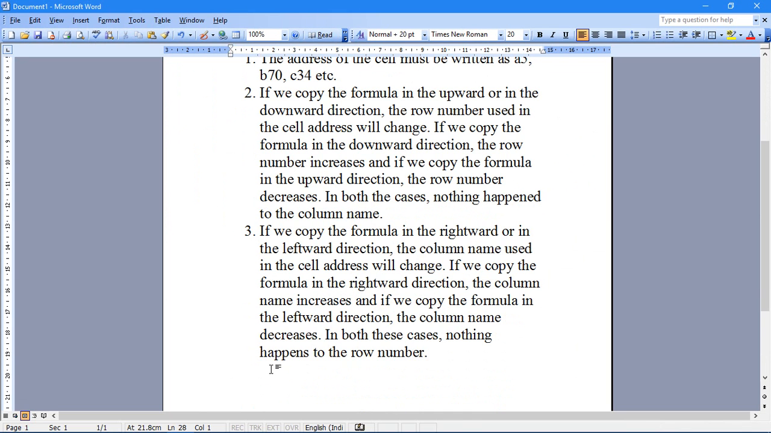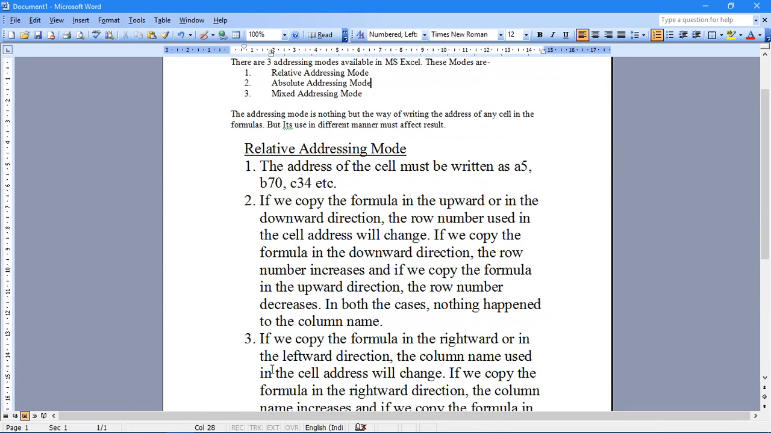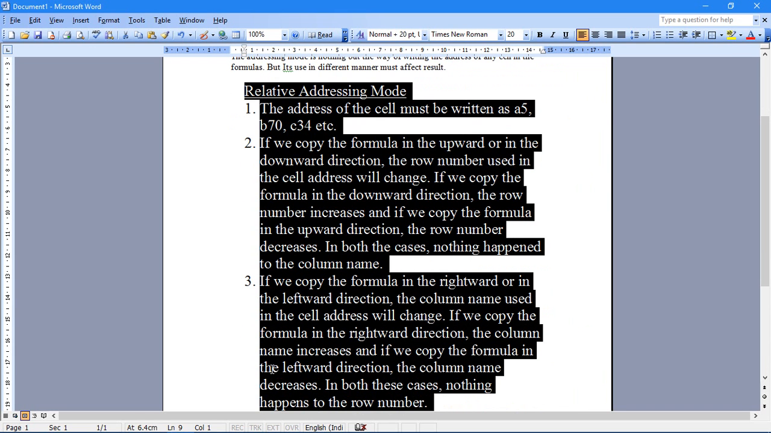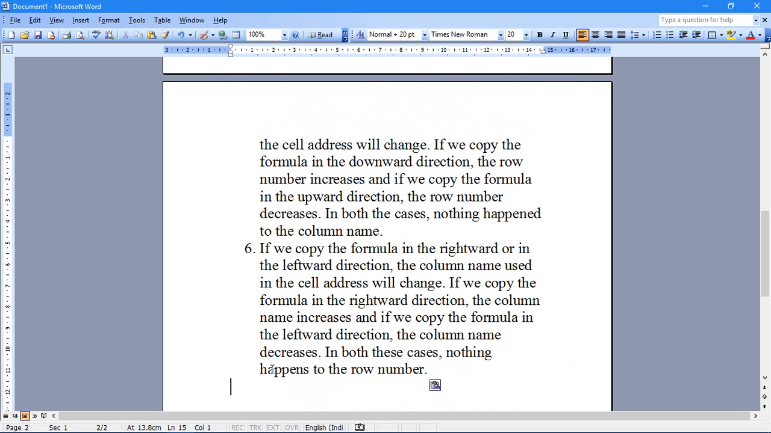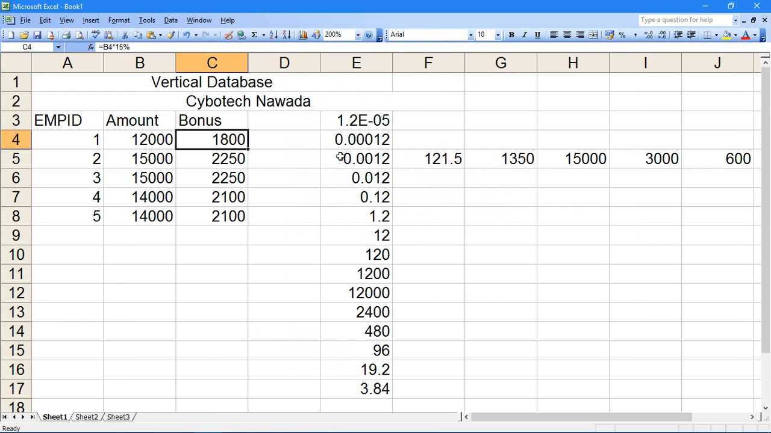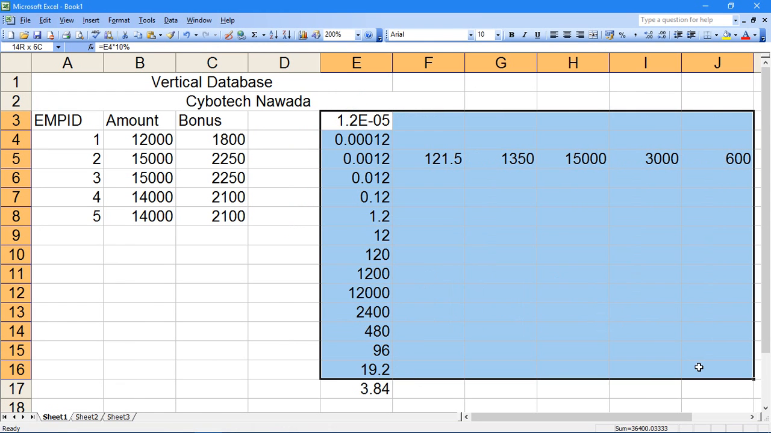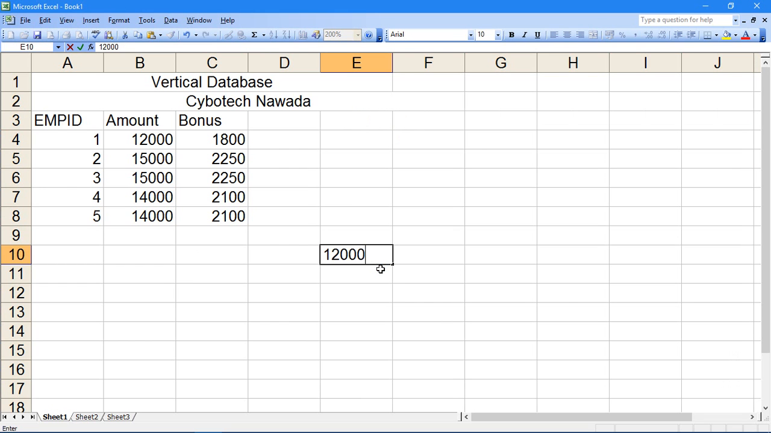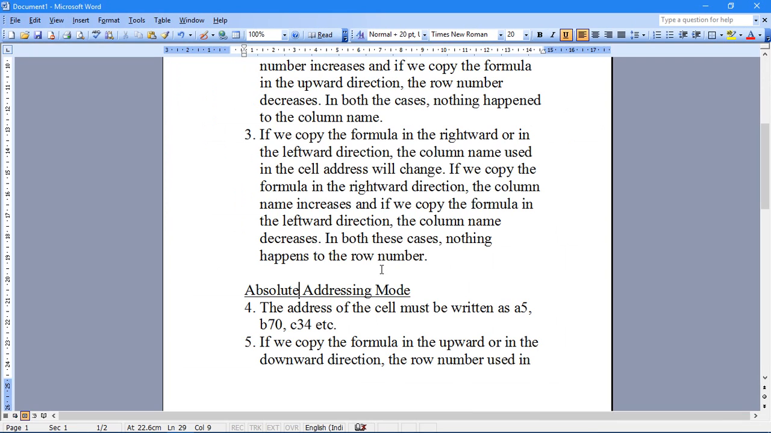But now just do the same example with the absolute addressing mode. To save the time, I'll just use copy and paste method. The next addressing mode is the absolute addressing mode. In the absolute addressing mode, now I am deleting all this. Now suppose here I am writing 12,000. First of all, what is the absolute addressing mode?